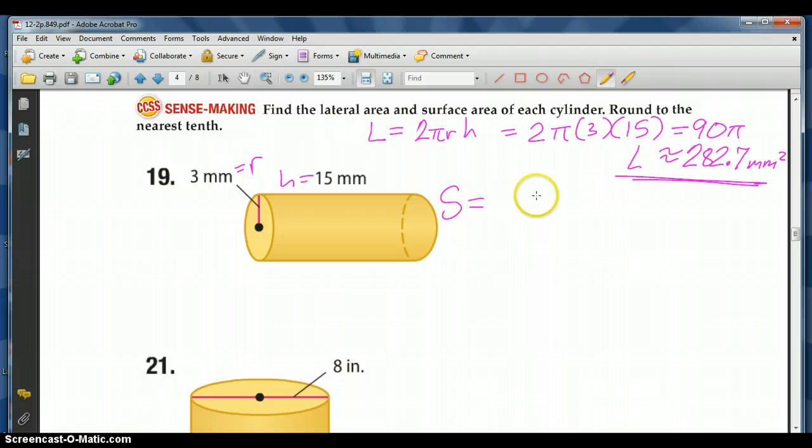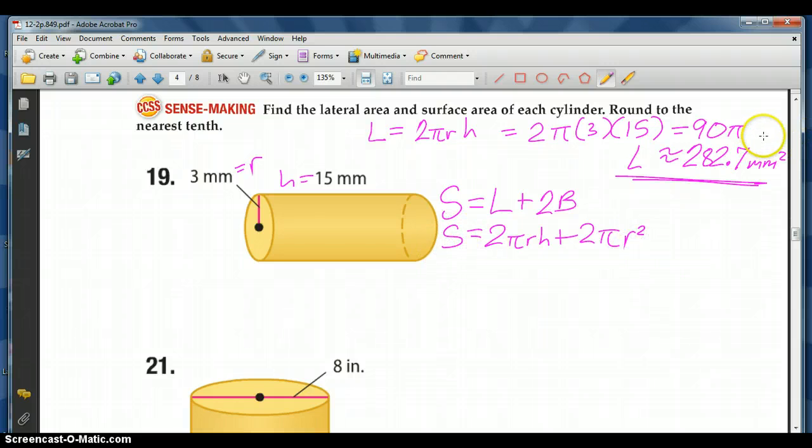Our surface area is our lateral area plus 2 times the area of the base. So my lateral area is 2 pi rh. The area of a circle is pi r squared. And here's our formula for surface area of a cylinder.